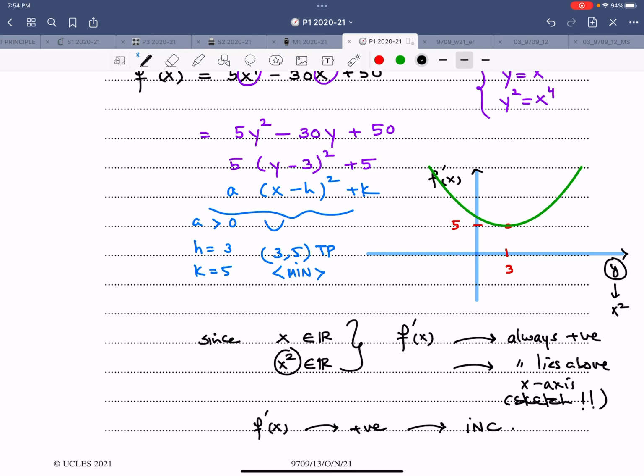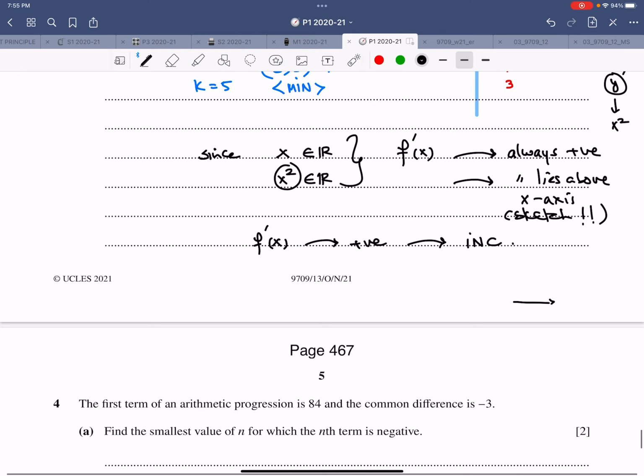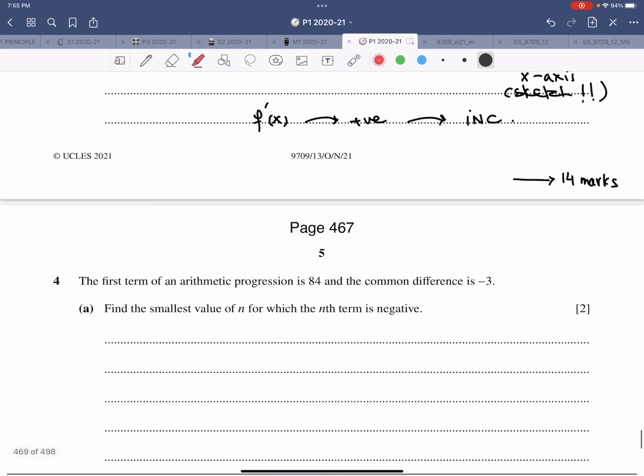A very highly logical question in which the two parts were combined, completing the square and then a function being increasing or decreasing. That is the first time that you have ever seen something like this. Question number 4. So now 9 marks, and then 9 plus 2 is 11, 11 plus 3 is 14. So basically 14 marks up till here. Next question, what is this thing about? The first term of an arithmetic progression is 84, common difference is this much, so this is about an AP. Find the smallest value and something else.